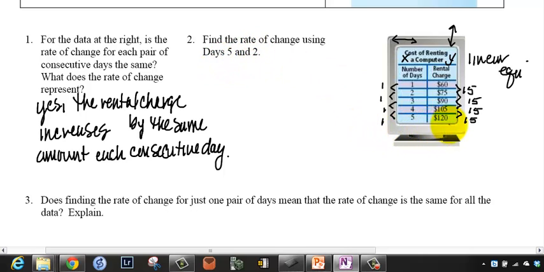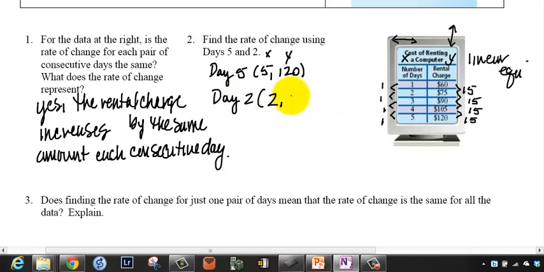So day 5 then, because that's the first thing they give us, we've got a value of 5 and 120. So let's go ahead and write that down. For day 5, the point would be 5 for our x value and 120 for our y value. Again, that's our x value, that's our y value. For day 2, we can see that we've got 2 and 75. Okay, so we're going to use these 2 points to find the vertical change.